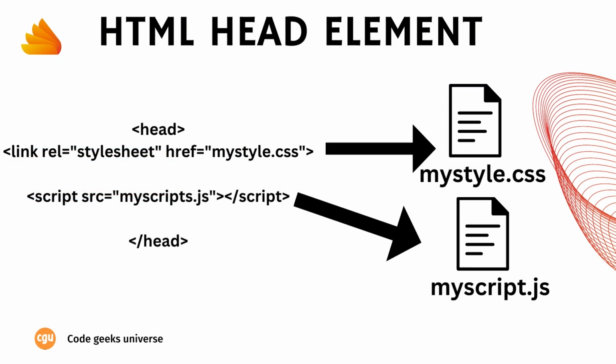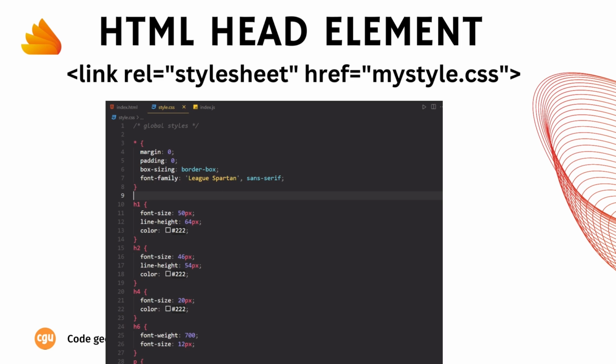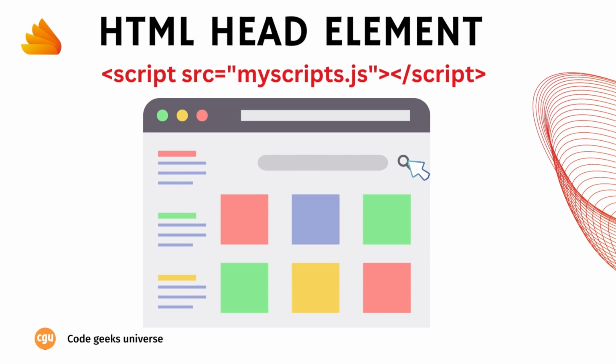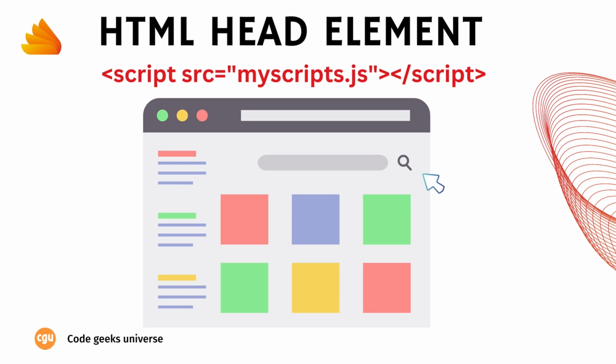But wait, there is more. You can also link external resources like style sheets and scripts from the head element. This keeps your HTML clean and organized. Now the link tag lets us connect our HTML to an external style sheet, which allows us to apply consistent styles across our websites. And then there is the script tag. You can include JavaScript files in the head element to add interactivity and functionality to our web pages.